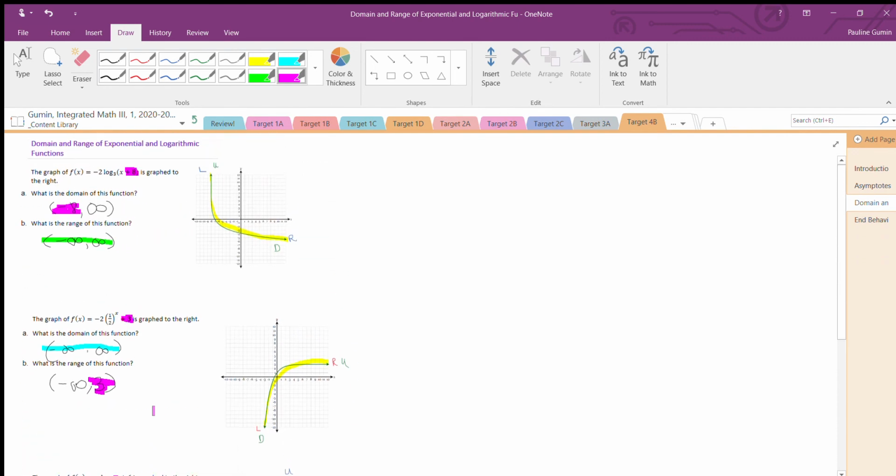I hope this was helpful for you in understanding domain and range of exponential and logarithmic functions.